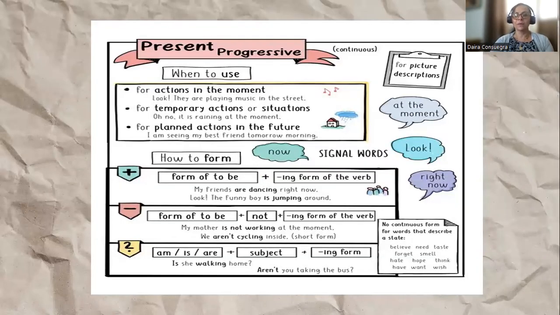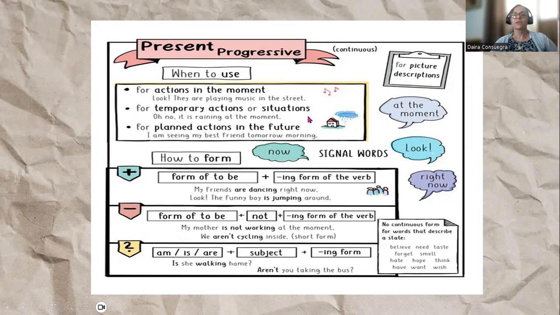The present progressive. When to use. You are going to use it for actions in the moment. For example, look, they are playing music in the street. You are going to use it for temporary actions or situations. Oh no, it is raining at the moment. It is raining. Okay, está lloviendo. Or for planned actions in the future. I am seeing my best friend tomorrow morning.